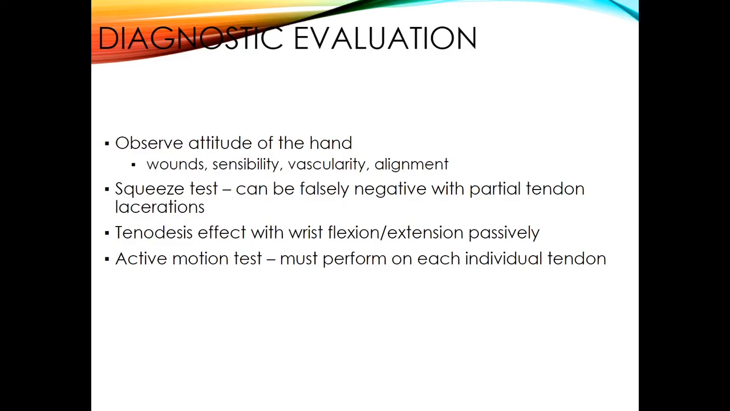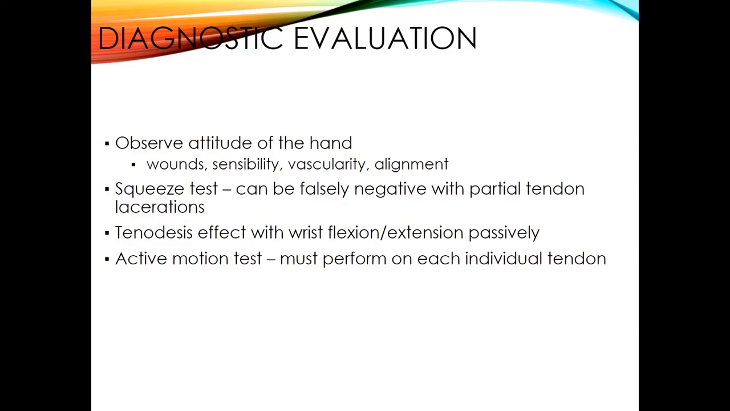And when you're testing these patients, you need to test each tendon individually. So you have to check FDS and FDP to each finger as well as FPL. And the way that you do this is by stabilizing and counteracting the force of the opposite tendon. So, for example, in the index finger, if I want to test FDP, you have to hold the PIP joint in extension and tell the patient to flex their DIP joint.